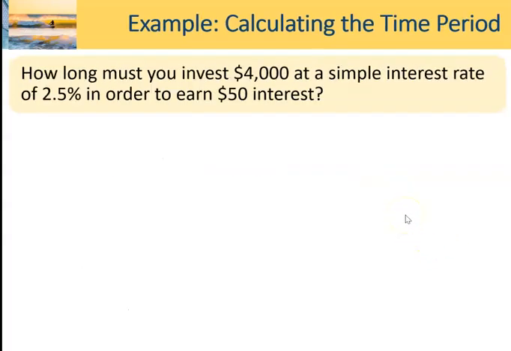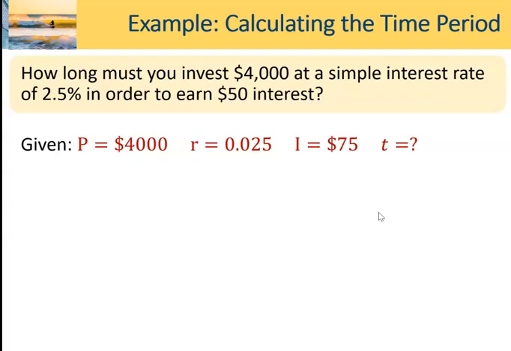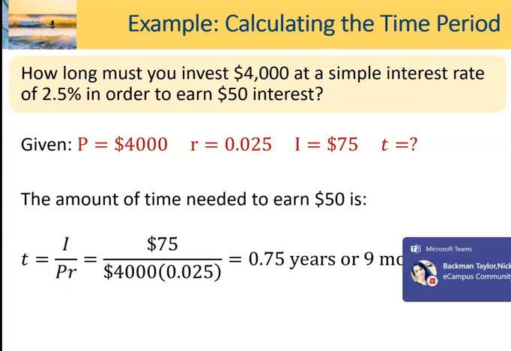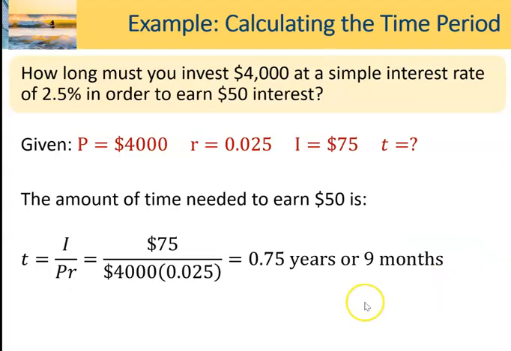And try this one. How long must you invest $4,000 at a simple interest rate of 2.5% in order to earn $50 of interest? Give it a try. We're trying to figure out our term. T equals I divided by PR, and it works out to 0.75 years, or 9 months.